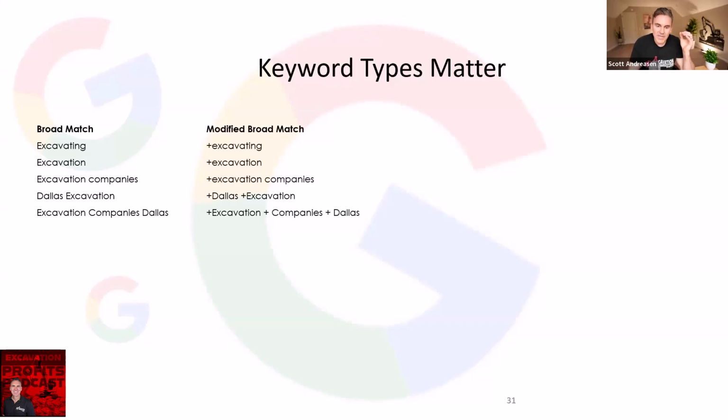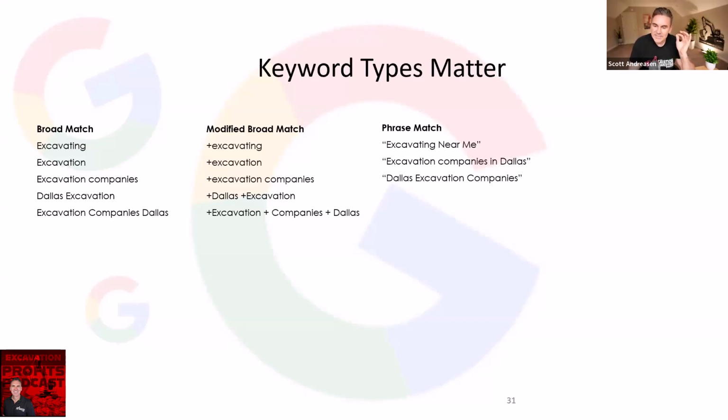Modified broad match is you can add a word on top of that, plus excavating, plus Dallas, plus excavation. And then it would be a little more refined in that they would have to type in something, for instance, with Dallas excavation, they would have to at least type in something regarding Dallas and something regarding excavation. Phrase match is much more dialed in. And you can see these are in quotes.